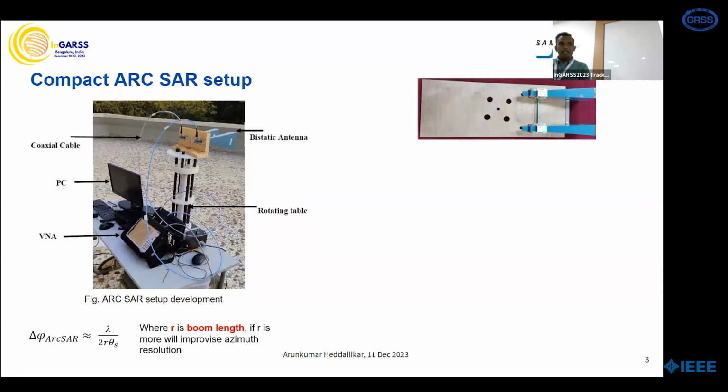To create a better resolution image, the angular resolution mainly depends on the boom length. In this image we see that when the boom length is more, we get better angular resolution SAR images, which is defined by these equations.